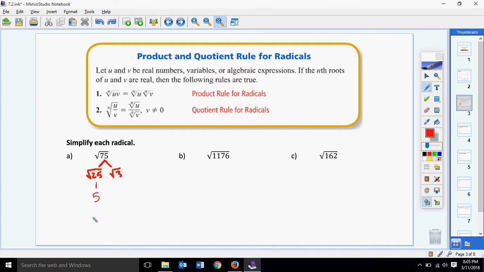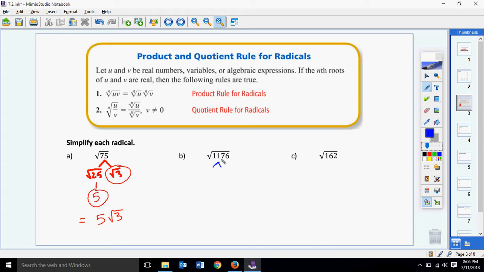So I can write the square root of 75 as these bottom tree branches here: 5 and the square root of 3. 5 times the square root of 3. This is simplified form. Let's go to the middle.